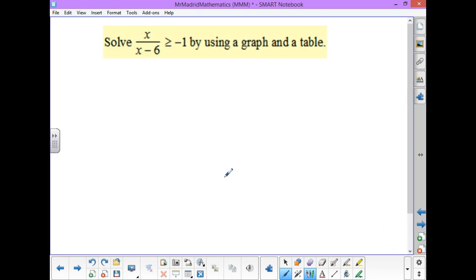Okay, let's move on. You want to solve the following inequality by using a graph and a table. So let's go ahead and set this one up. Now, though there's algebraic methods, let's go ahead and follow instructions. So graphically, let's do that. I'm going to assume that this itself is a function and this one as well. Then I'll address the inequality portion. So x over x minus 6.